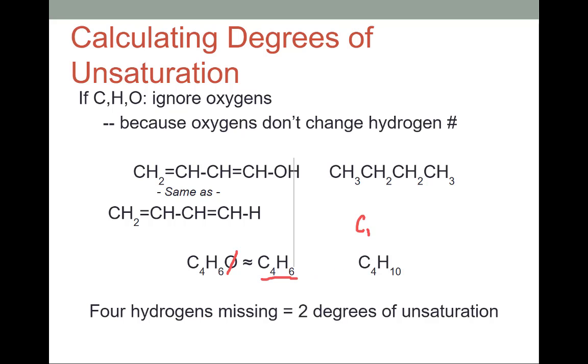I'm going to compare to the alkane formula. So for a C4 molecule, that would be 10 hydrogens. Comparing 6 versus 10, I see that I have 4 hydrogens missing. Every pair of hydrogens is a degree of unsaturation, so that's 2 degrees. In this case, the molecule I'm showing you has 2 alkenes in it.